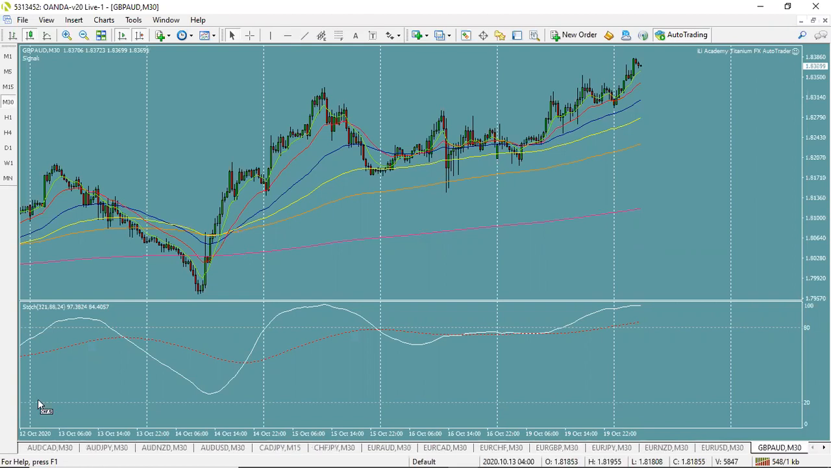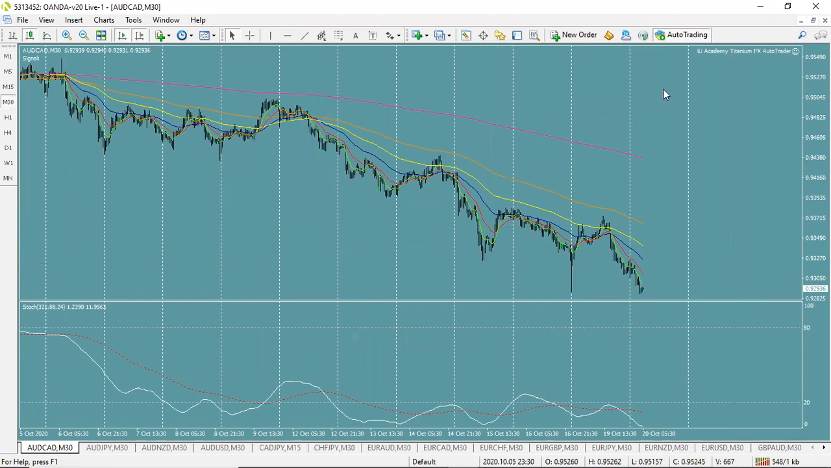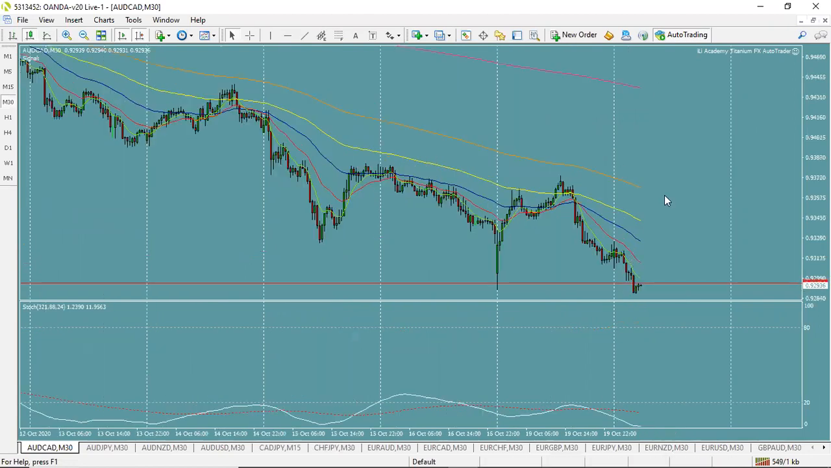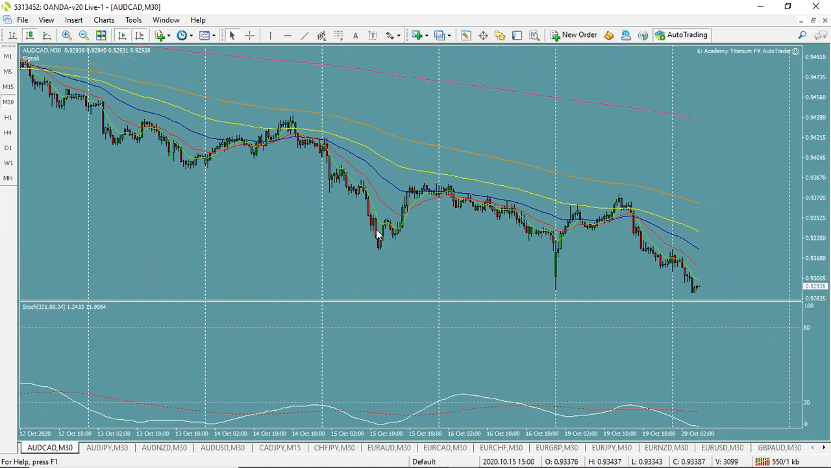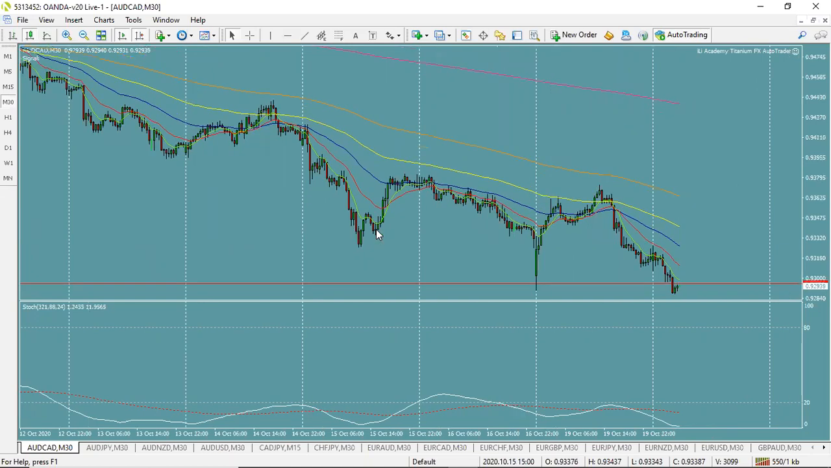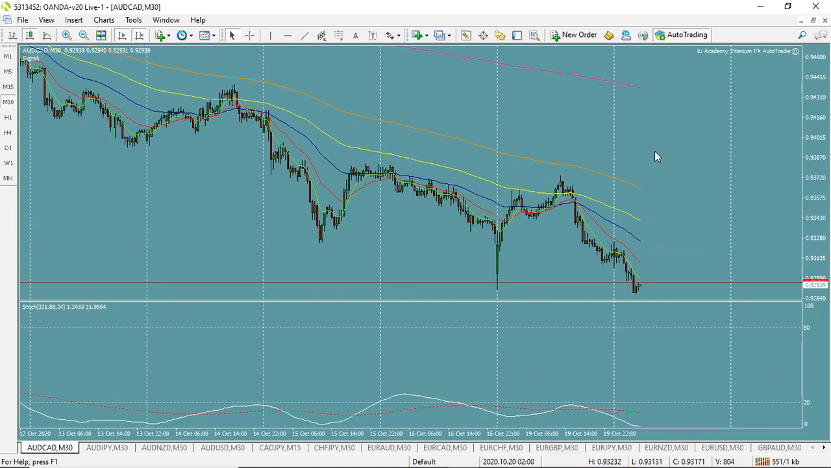Let's jump over to the Aussie since we're talking about it. Aussie CAD on the 30-minute chart, we've got a short trend, right? Trend to the downside. So we've got our 720 way up here. We've got a lot of distance between our 720 and our 200. So that tells me this, of course, being a mature trend, has been in for a while. We can see that it started developing way back October 12th or so, and we haven't come out of it.